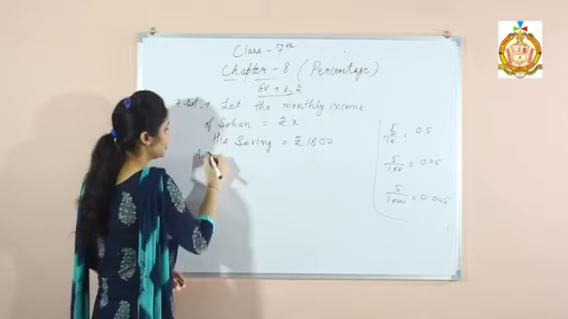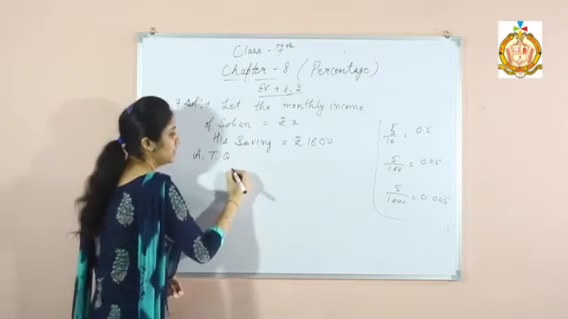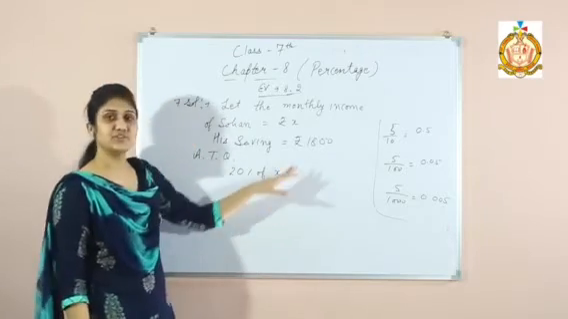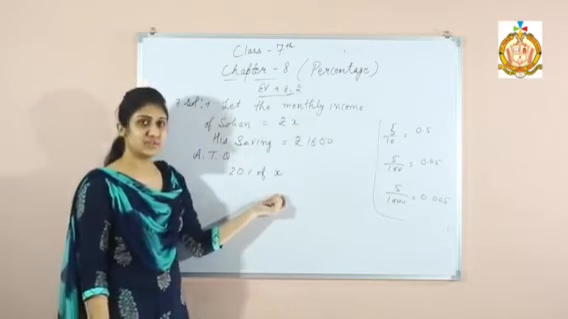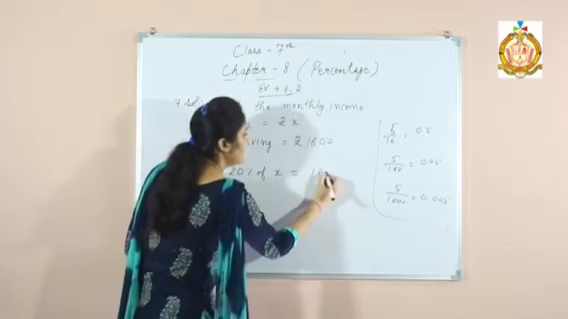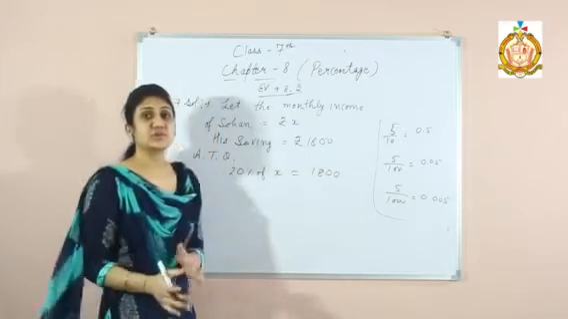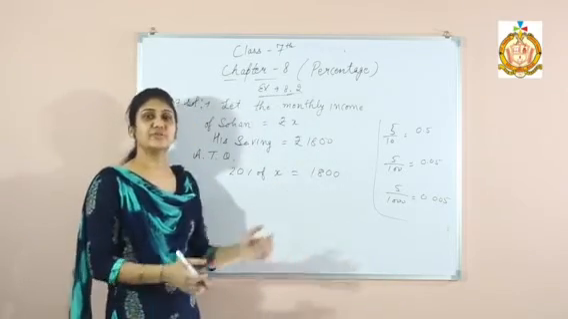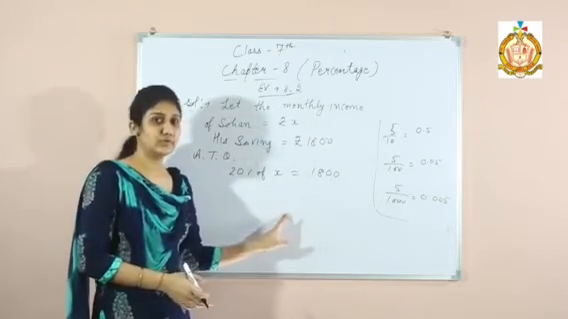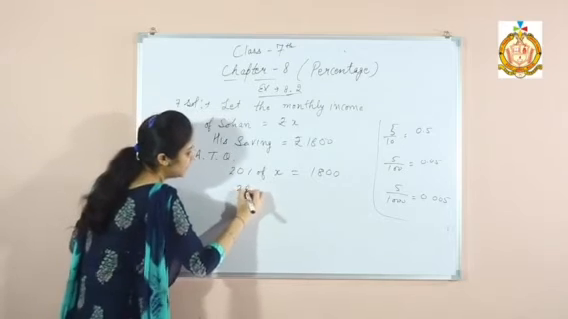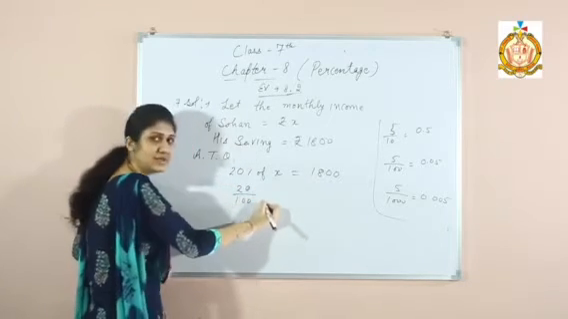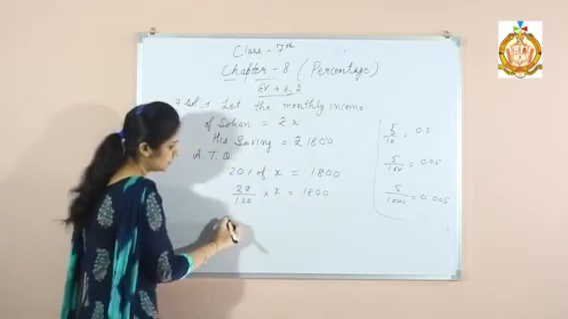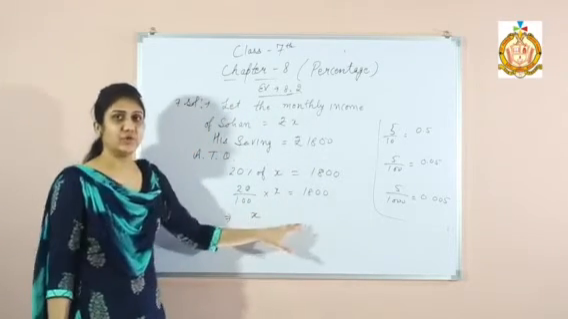So according to question, we can write 20% of his income. His income we have assumed X. So 20% of his income equals to 1800. To solve the problem sums, try to make an equation. When you will make an equation, you will find the answer by solving the value of X. So here we can write 20 upon 100 of means multiply into X is equal to 1800. So we have to solve this equation for the value of X.